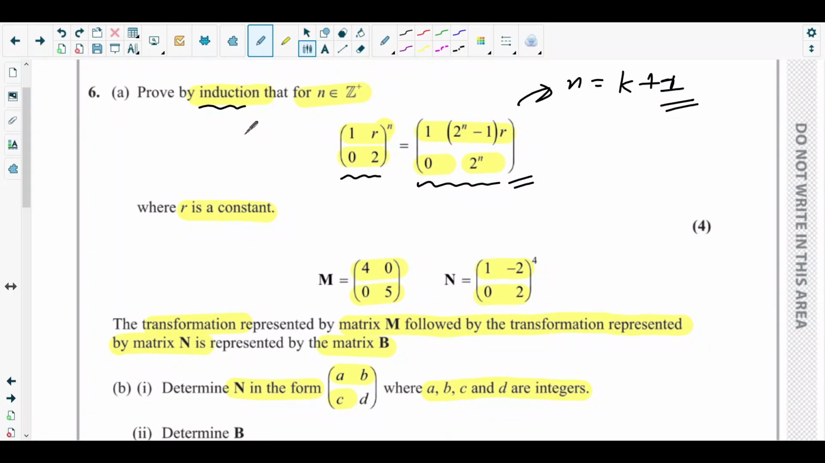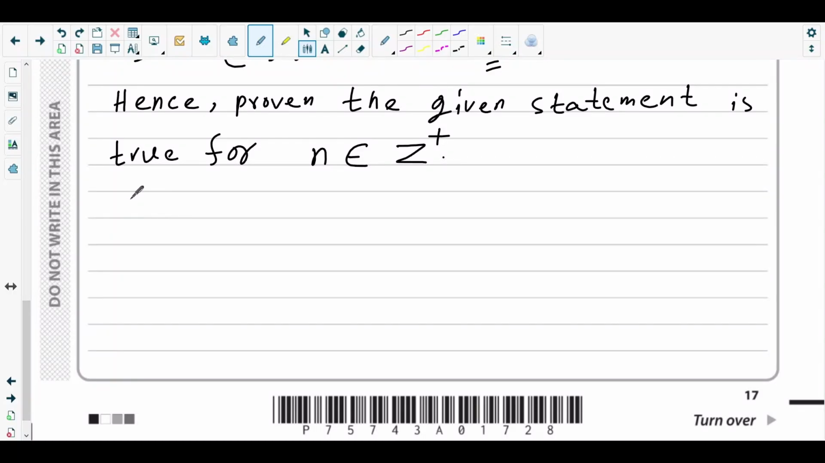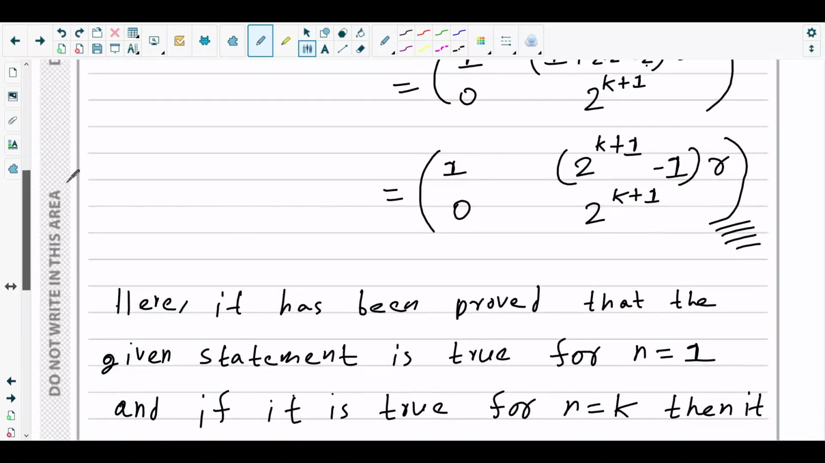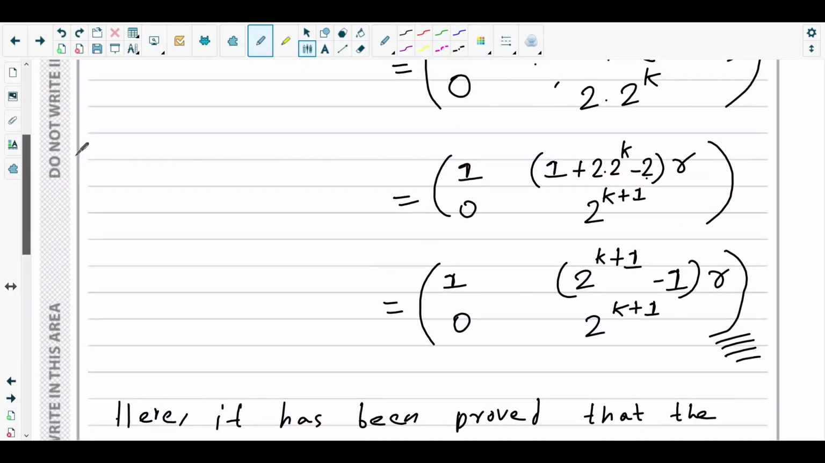Matrix N is given as 1, -2, 0, 2 whole to the power 4. So basically, we will use the statement given in part A to approach this answer. In part A, we showed that when 1 r 0 2 whole to the power n is a matrix, then we can write it as 1, 2 to the power n minus 1 times r, 0, 2 to the power n. So that's how we can represent the matrix N. For part B1, the power of the matrix N is 4.